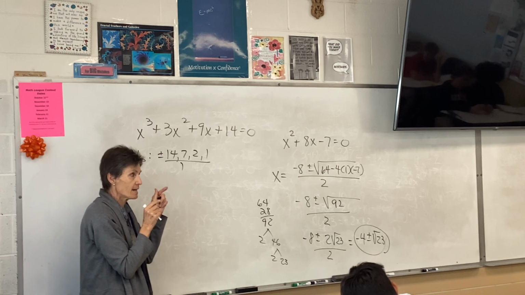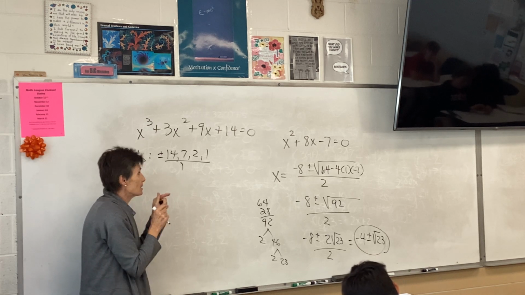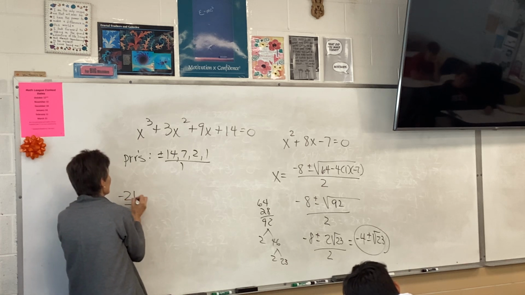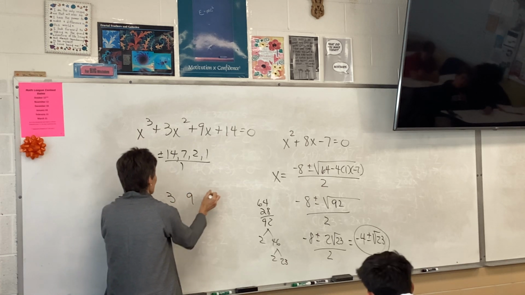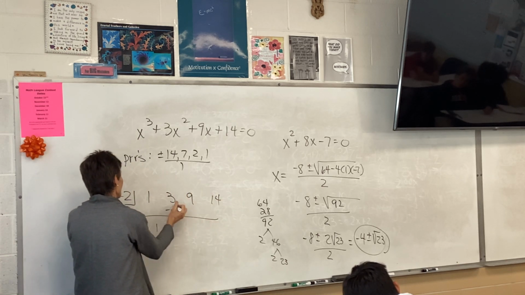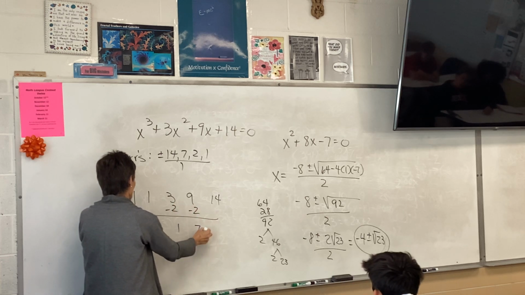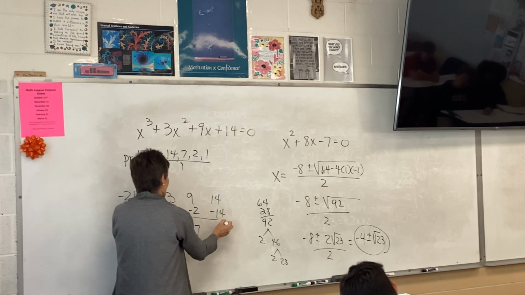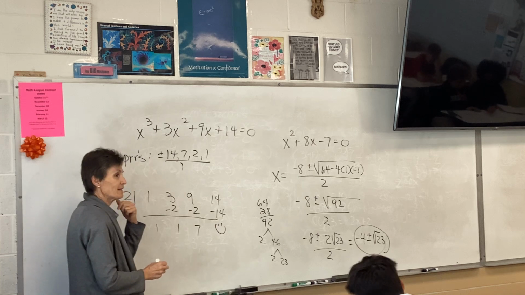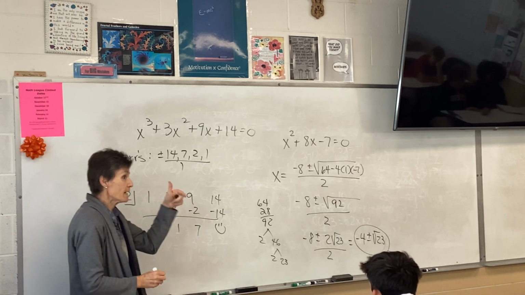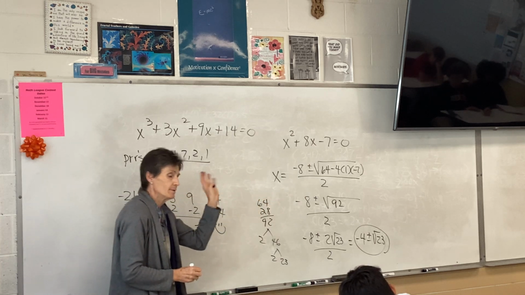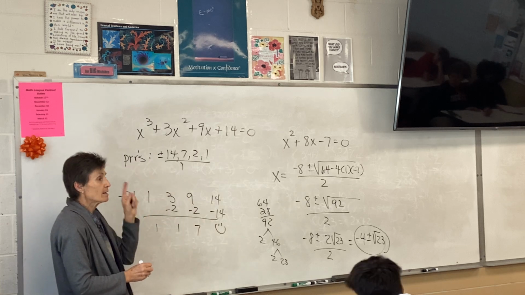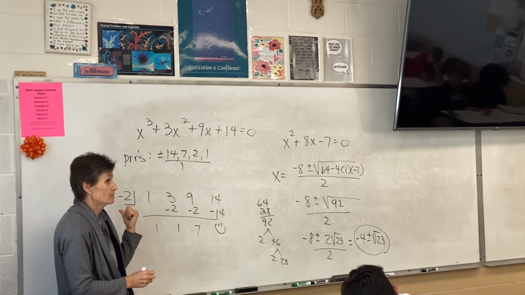So don't I need to get a negative involved? Negative 7, negative 2. I'll try negative 2. Well, I'll find out in a minute. Actually, I think negative 2 works. Now, could negative 7 also work? I don't know whether it does or not, but negative 2 does.